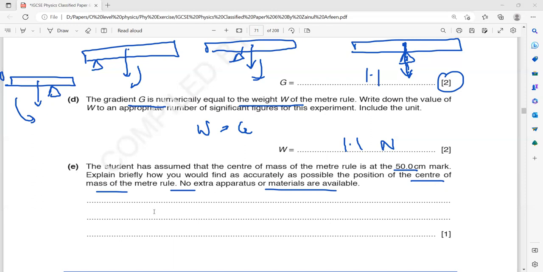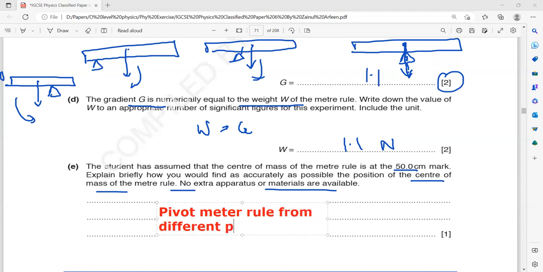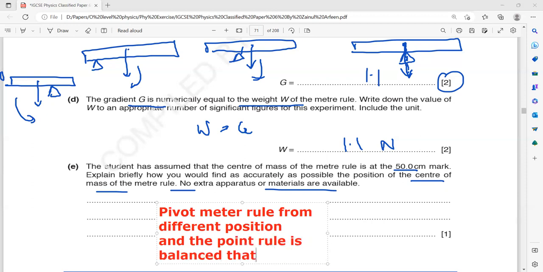So if only a meter rule is available, we will pivot the meter rule at different positions. And the point where the rule is balanced, that is the center of mass or center of gravity. That's how you can work it out.